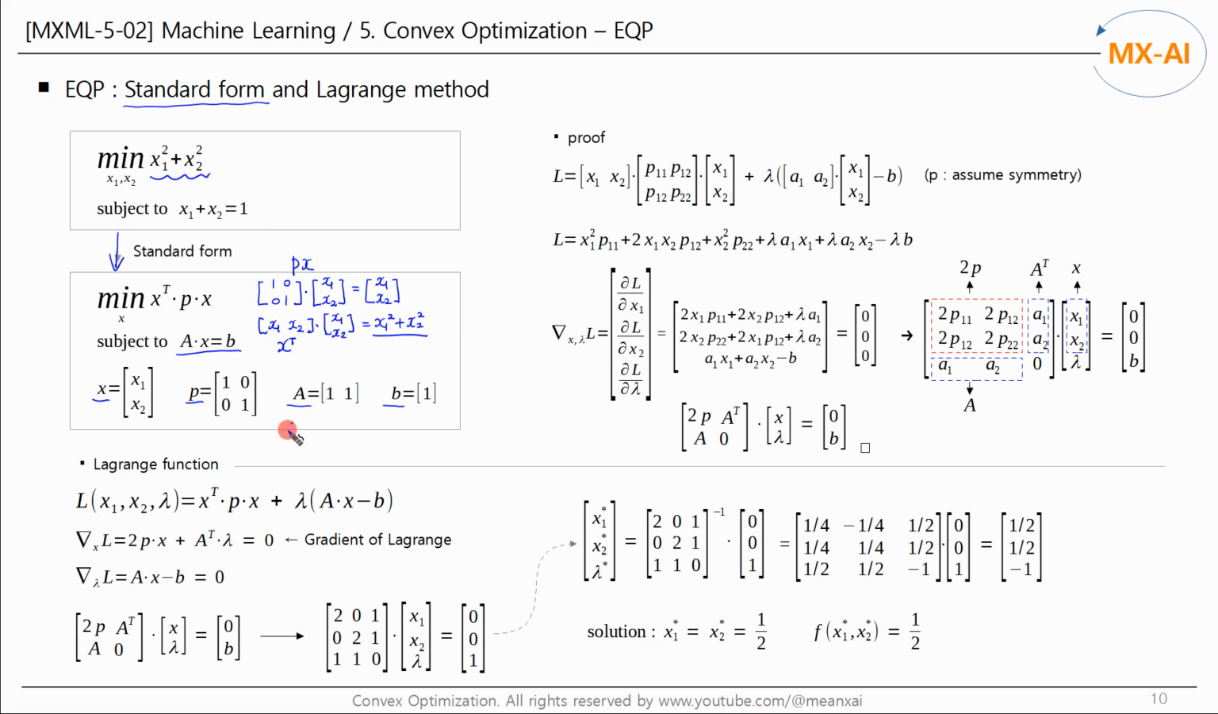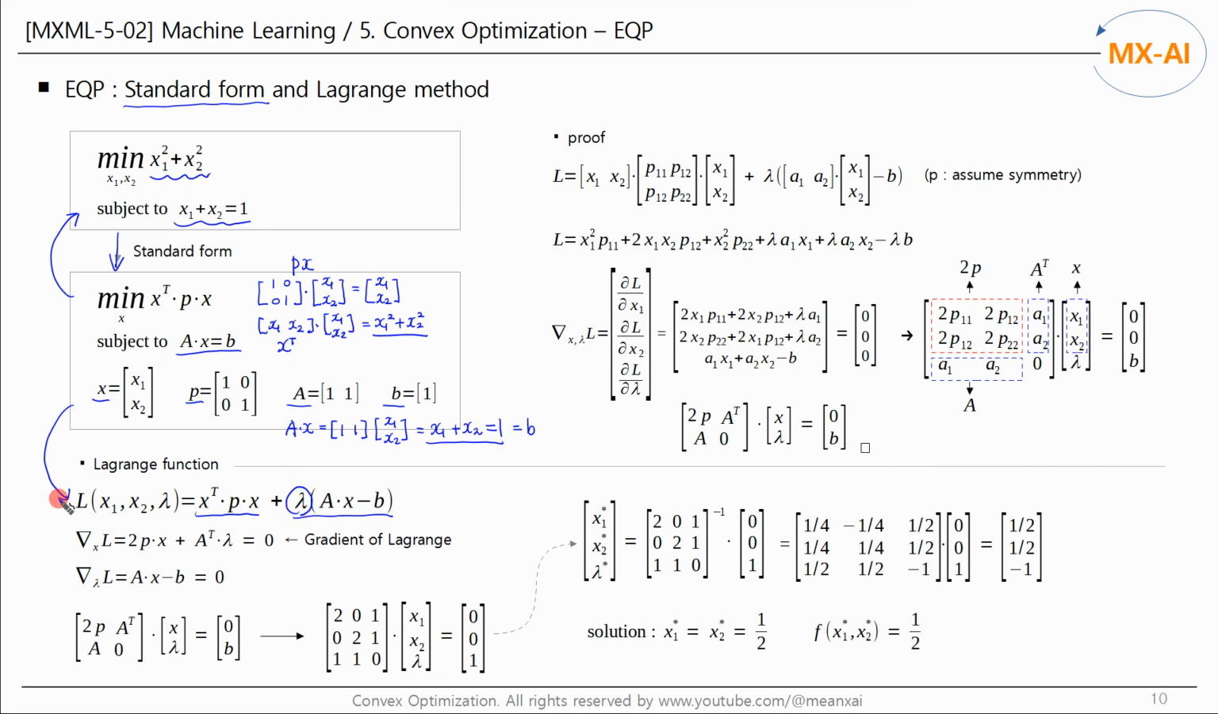Multiplying matrices A and X, we get the following results, which is the constraint in the original problem. So this is the same expression as the original optimization problem. The Lagrange function for this standard form is as follows. The first term is the objective function, and the second term is the constraint multiplied by the Lagrange multiplier.